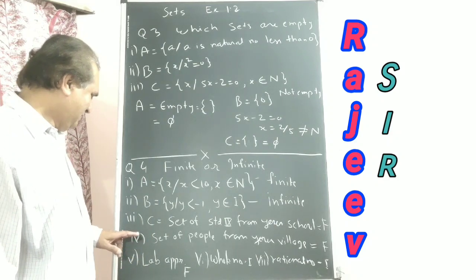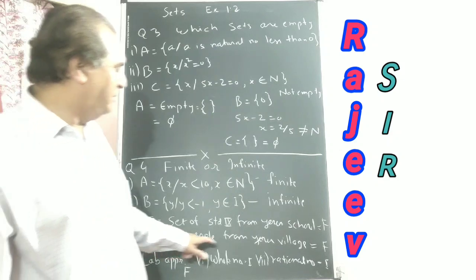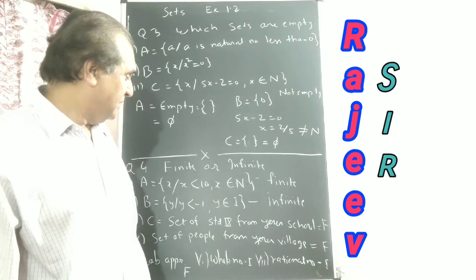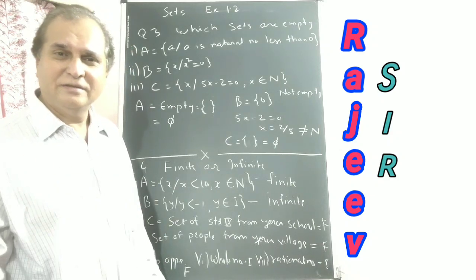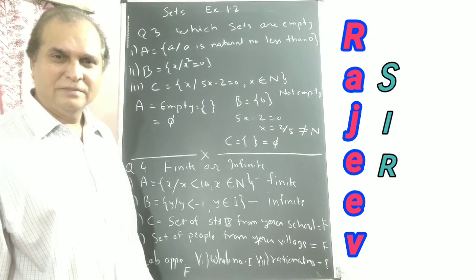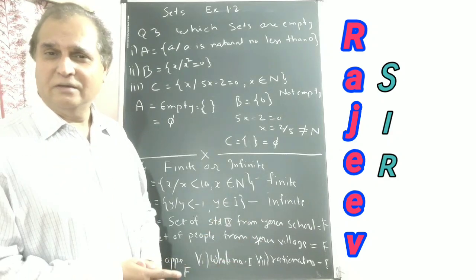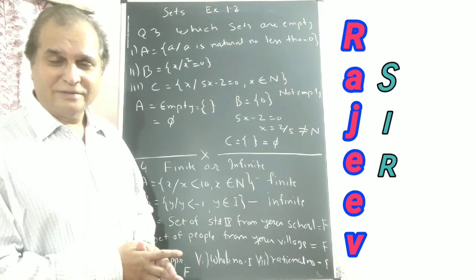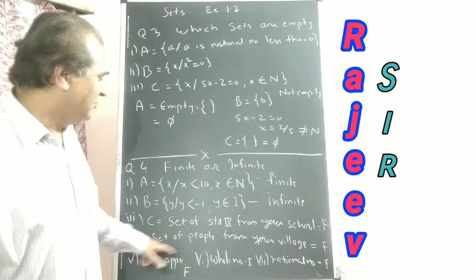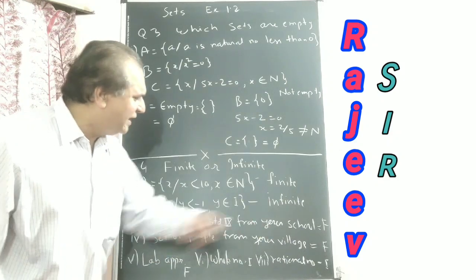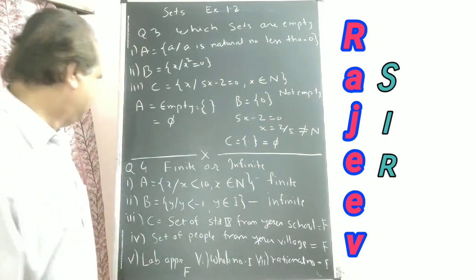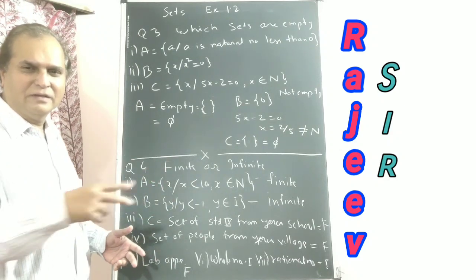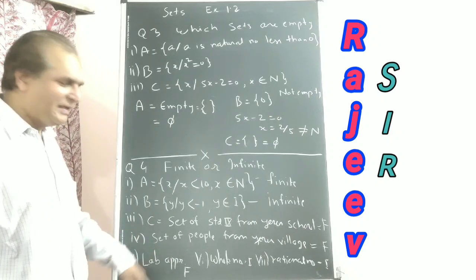D: set of people from your village. Yes, countable. You can count all the people from your village. Not infinite. From all the country, from all the continents, or from all the earth, we could also measure. But from your village, it is countable. It is a finite set. Laboratory apparatus: you can count first this, first that, second, third, fourth, fifth. Countable, finite.